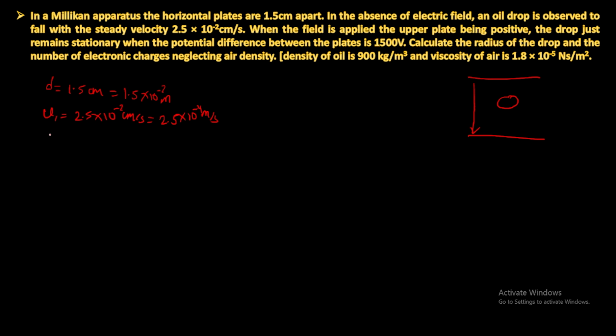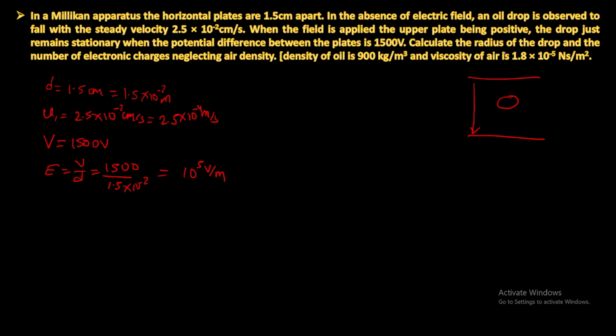For these conditions, the potential difference between the two plates is given as 1500 volt. The distance between the parallel plates is given, so the electric field E equals V by d. V means 1500, d means 1.5 into 10 to the power minus 2. So here we get 10 to the power 5 volt per meter. This is the uniform electric field set up between the two parallel plates.